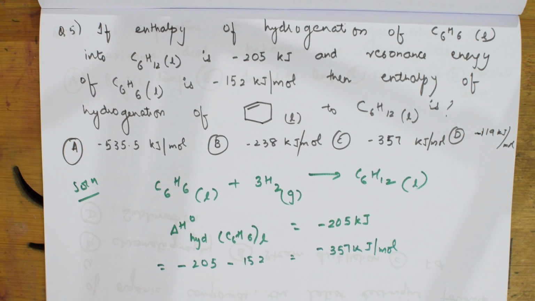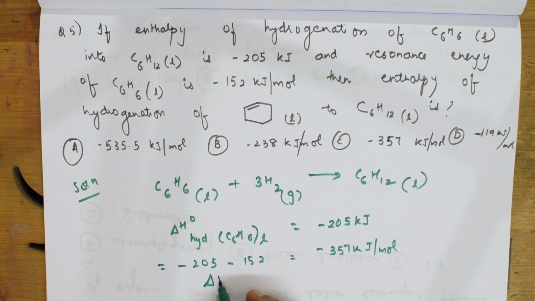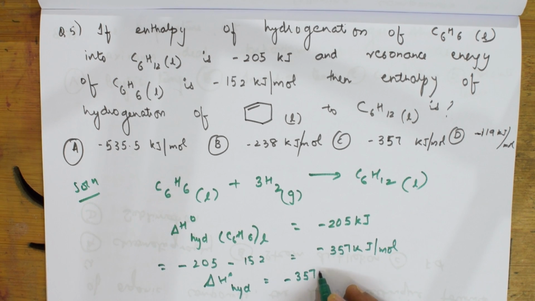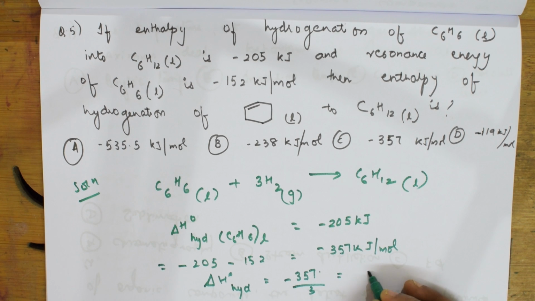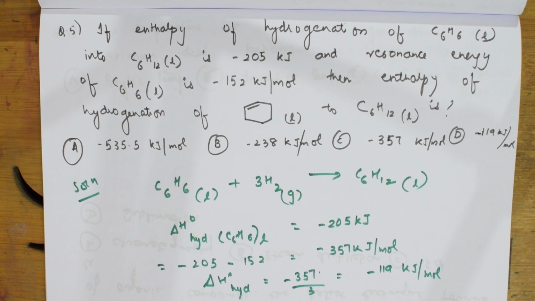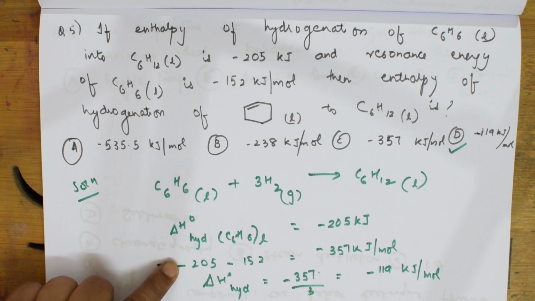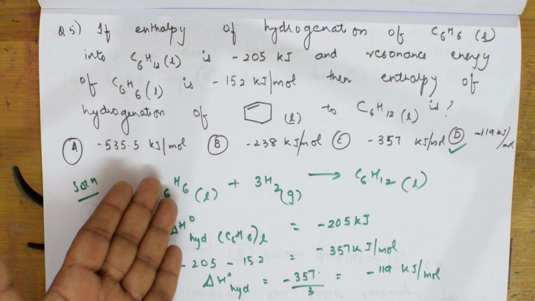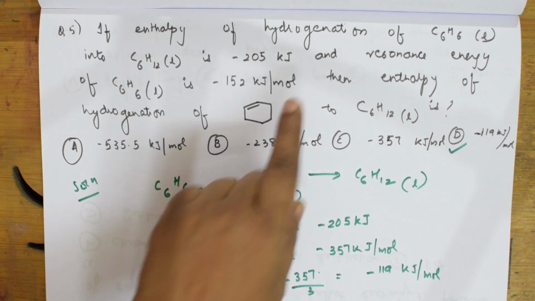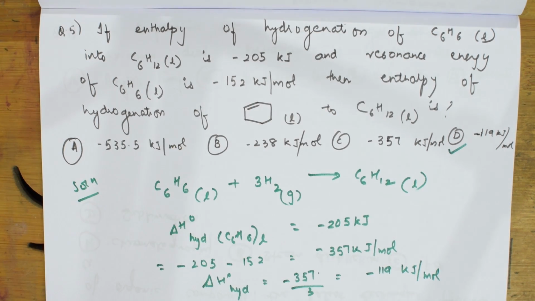Correct? Now delta H, that is the enthalpy of hydrogenation. How many are there? 3 hydrogens we have added. So minus 357 by 3, which comes to minus 119 kilojoules per mole. So the correct option here is option D. This is clear, students? Because this is on this side, I need to add to this. I am adding that resonance energy. That is what they've given, and the resonance energy of this also is given.